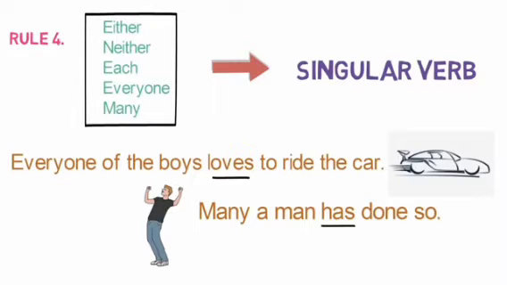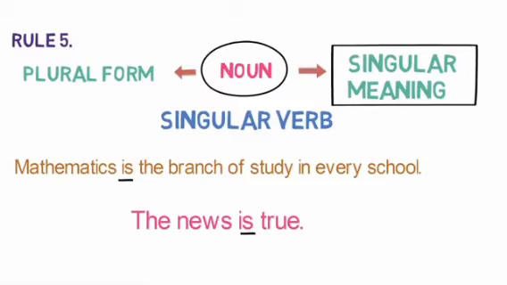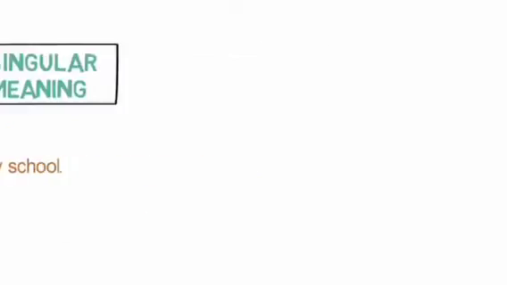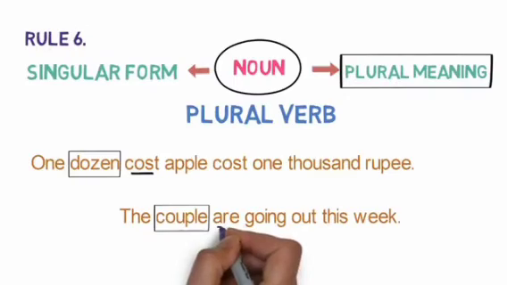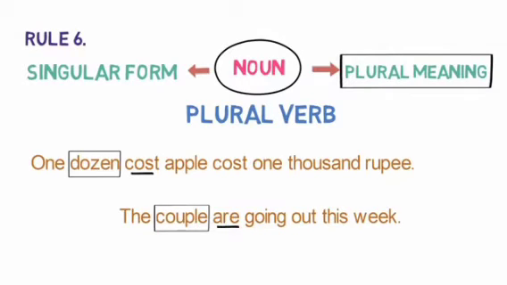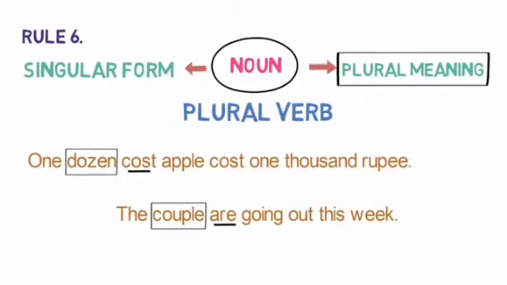when either, neither, each, everyone, or many is used, then you must use a singular verb. Rule number 5, plural form of a noun that has a singular meaning should take a singular verb. Rule number 6, a singular form of a noun with a plural meaning should take a plural verb. Okay, I hope you paused the video to read all the examples.